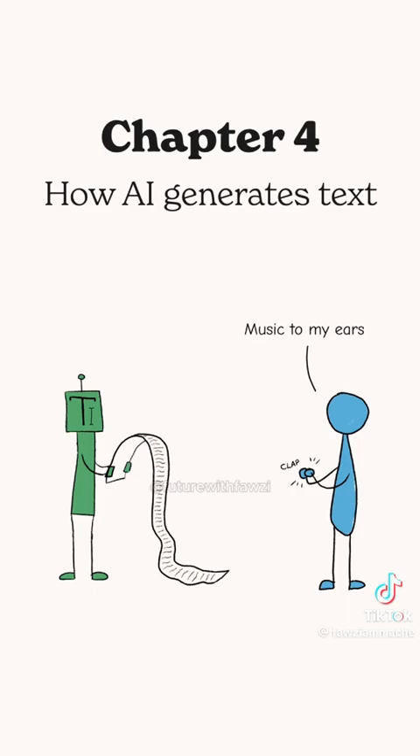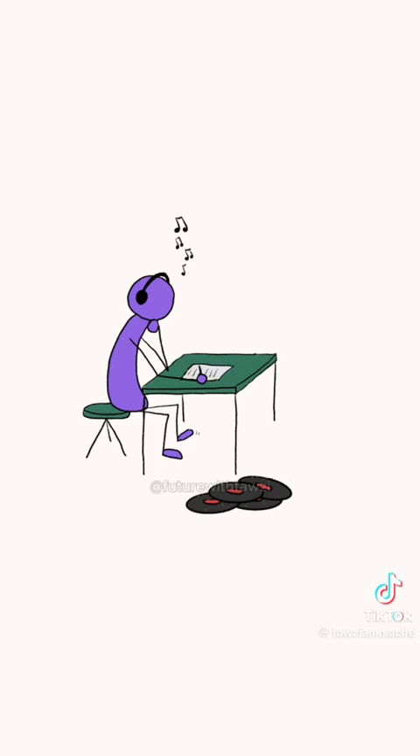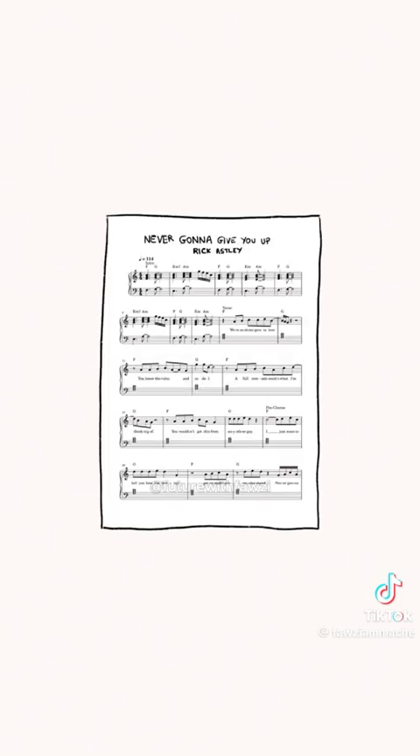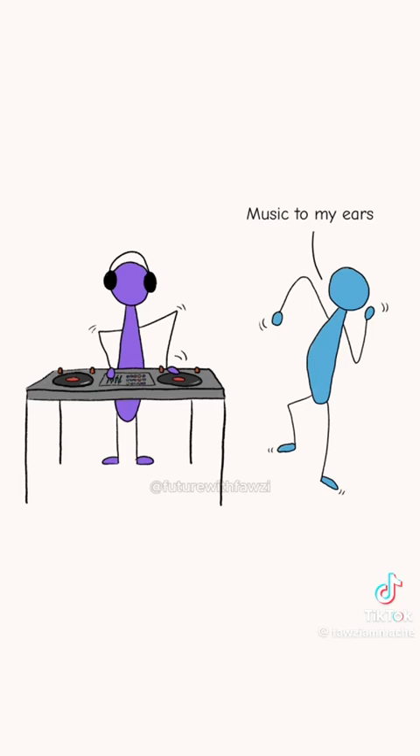Chapter 4. How AI generates text. Imagine you wanted to become a DJ. You would start by listening to as many songs as possible. You would break down each song to analyze the sequence of beats and instruments that were used. And after lots of listening, you become comfortable creating unique beats and mixes that sound good to the ear.